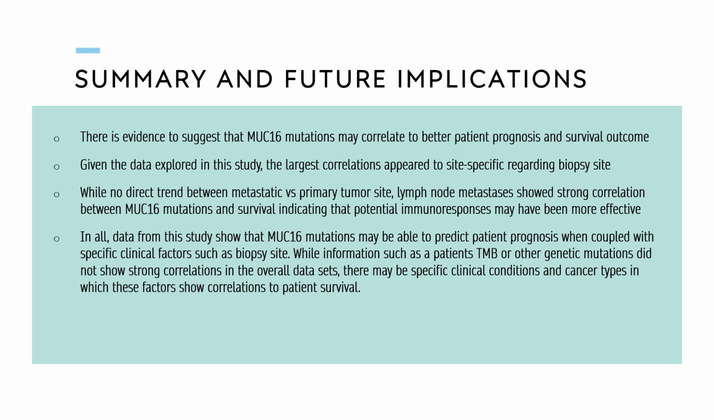So I do believe that there is enough evidence to suggest that in certain conditions, MUC16 mutations may correlate to better prognosis and overall survival in patients. As we saw in the overall data set, patients that experienced mutated MUC16 genes had a higher probability of survival than those with the wild type gene. And at site-specific areas, such as the lymph nodes, we saw that patients with mutated MUC16 genes did have a better survival rate than those without mutated MUC16 genes.